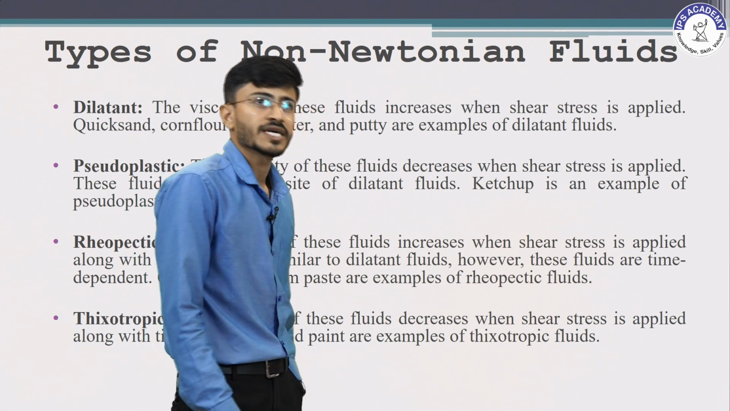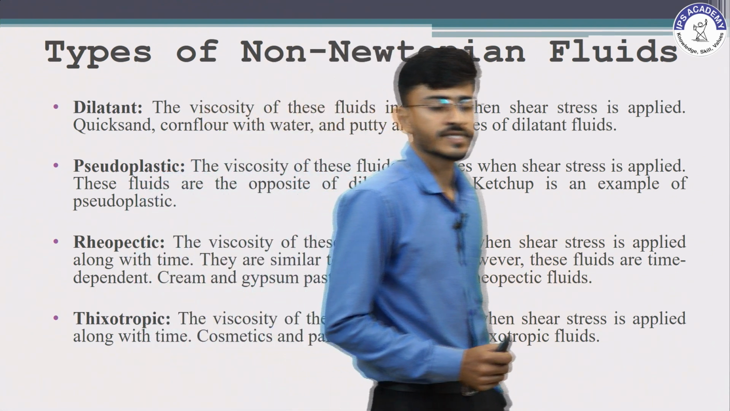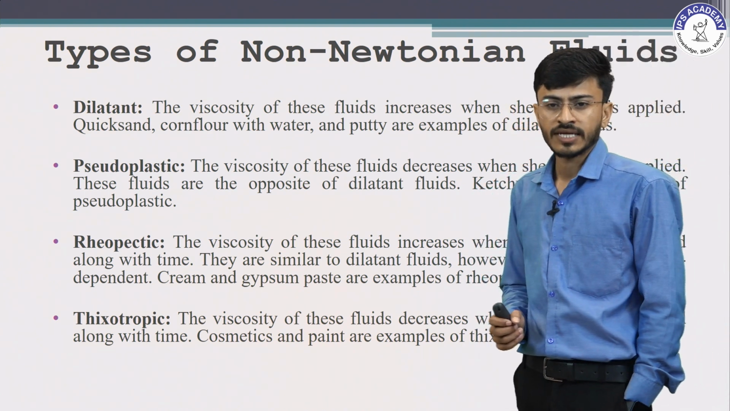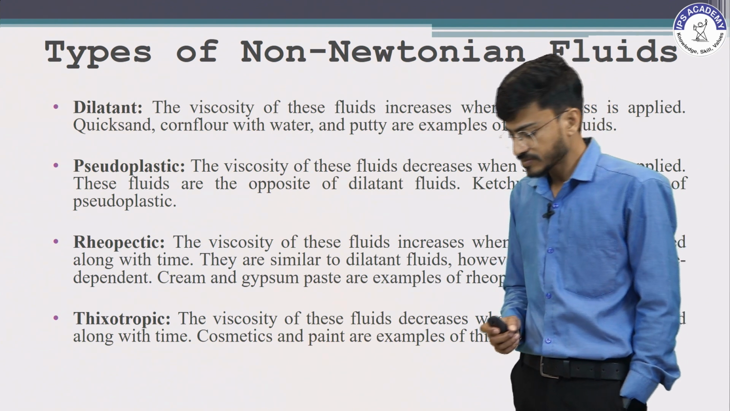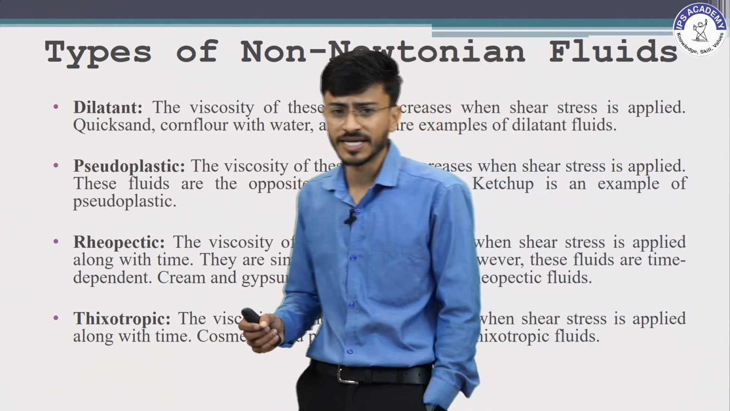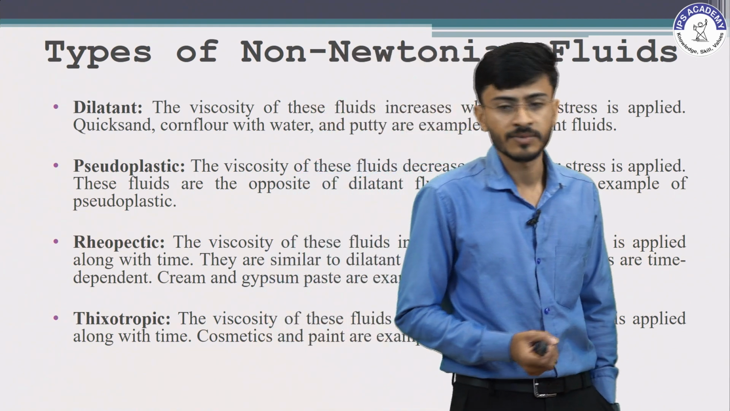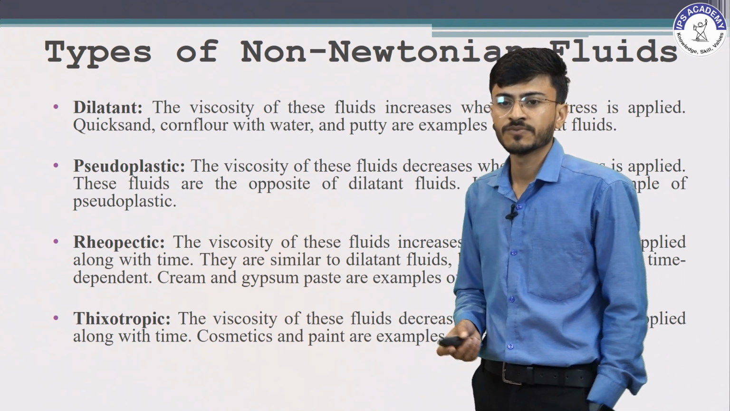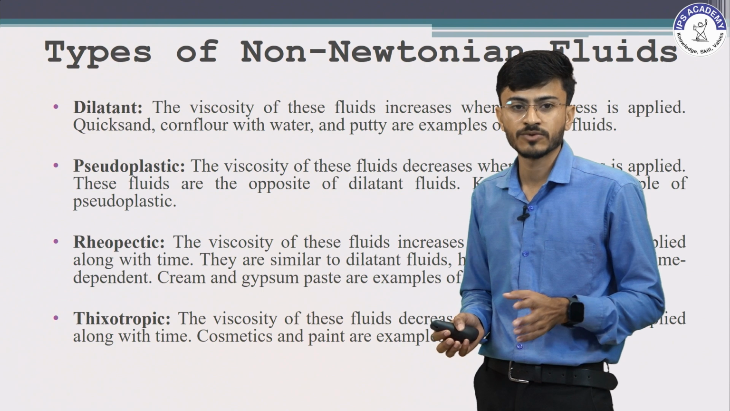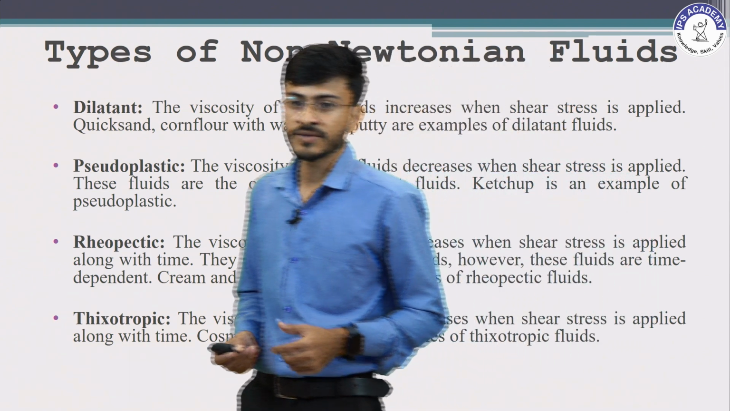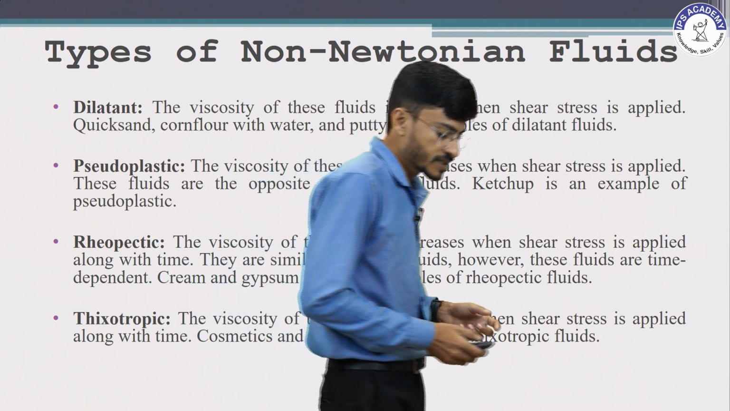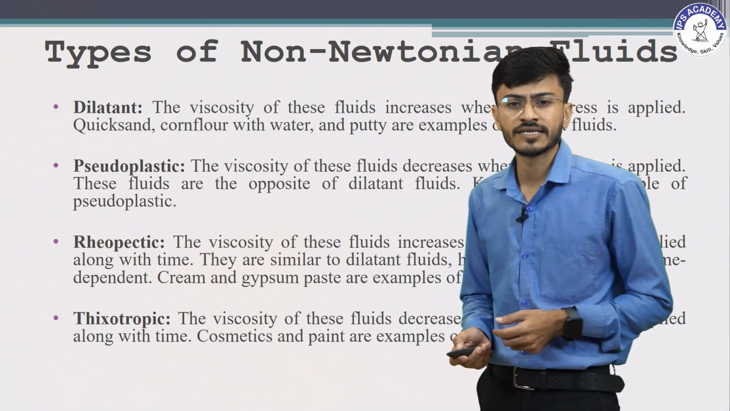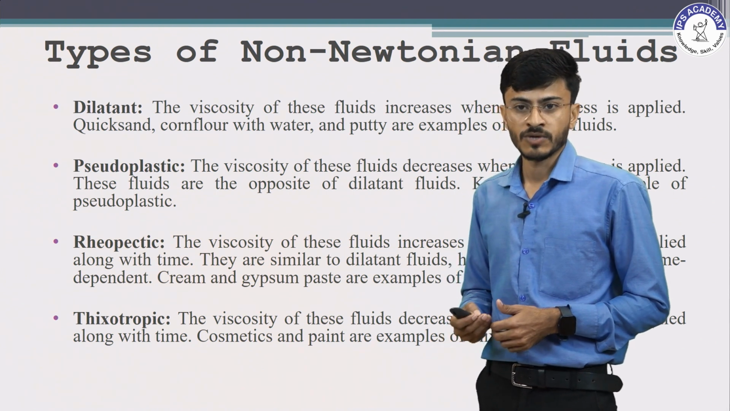Non-Newtonian fluids are further classified into different types. First, we will see the dilatant category. The viscosity of the fluid increases when shear stress is applied. Meaning, if you apply any force on such types of fluids, like corn flour with water and putty, generally used in construction, which are examples of dilatant fluids, it will become thicker. It gets thicker and thicker if you apply a large amount of force. So its viscosity increases on applying the force or the shear stress.